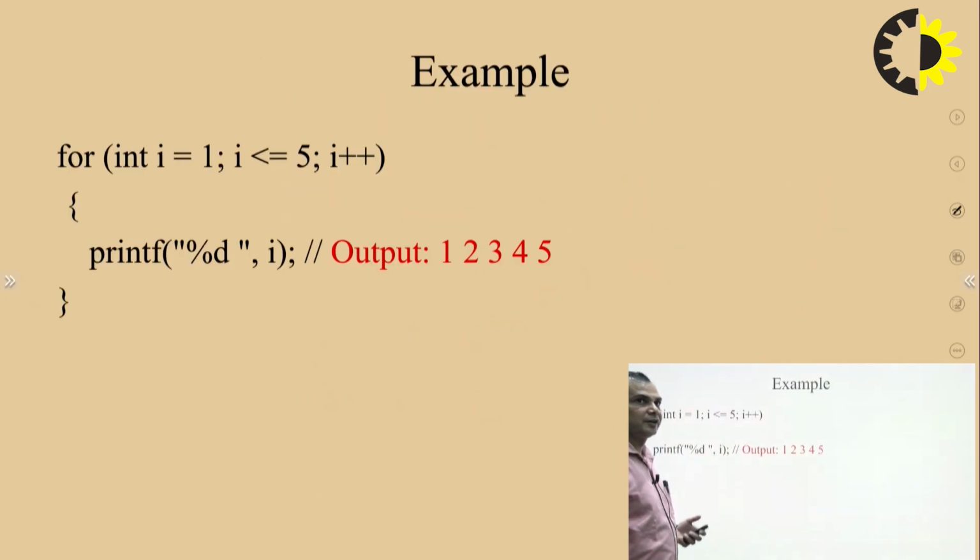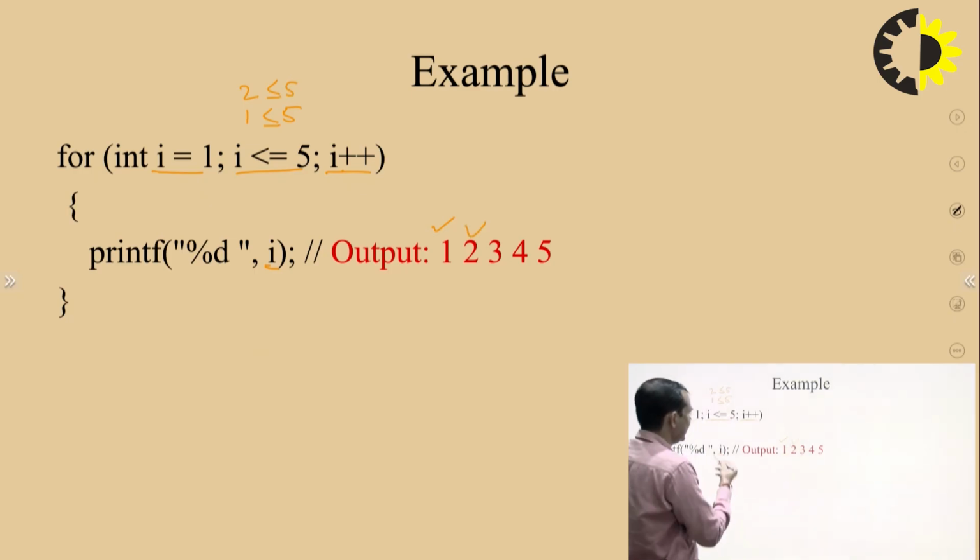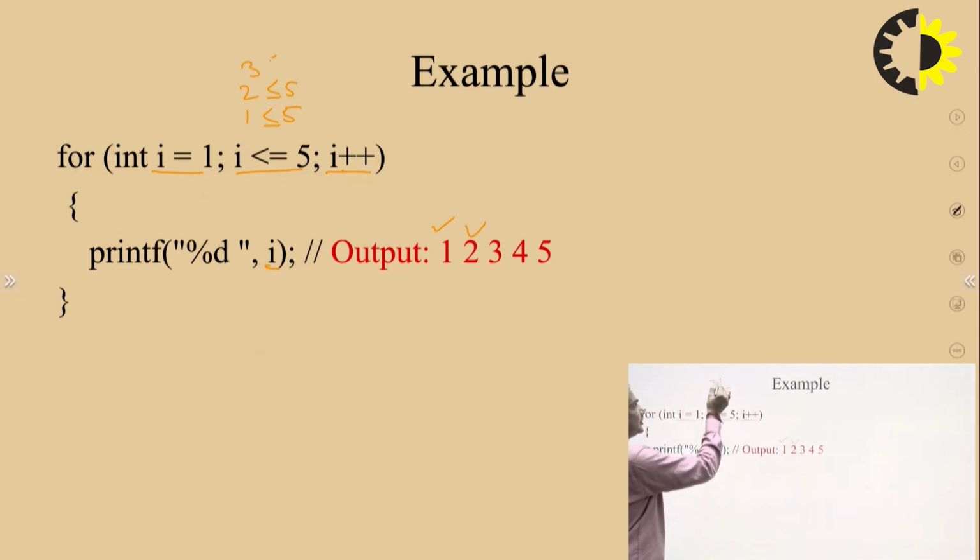When this condition is false, it will go out from this. Okay. Suppose an example, we initialize i = 1, i <= 5, and i++, and we print the value of i. So first, i = 1. 1 is less than or equal to 5. The condition is true. Go inside this, it will print 1. Then i++, again it will check, 2 is less than or equal to 5, the condition is true, it will print 2.